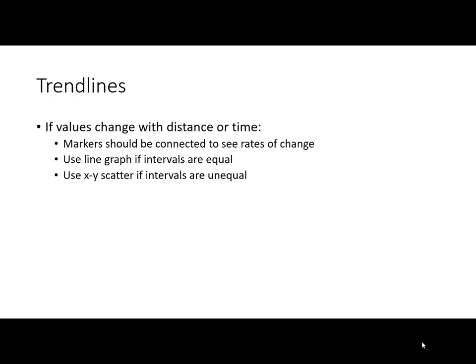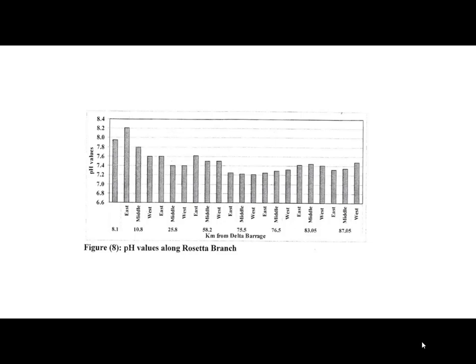Trend lines are used when the values change with time or distance. Markers should be connected in this case to see rates of change. We use a line graph if intervals are equal, and we use XY scatter if intervals are unequal. Like in this example, somebody was measuring pH values along the Rosetta branch at different locations characterized by unequal distances, here in kilometers.